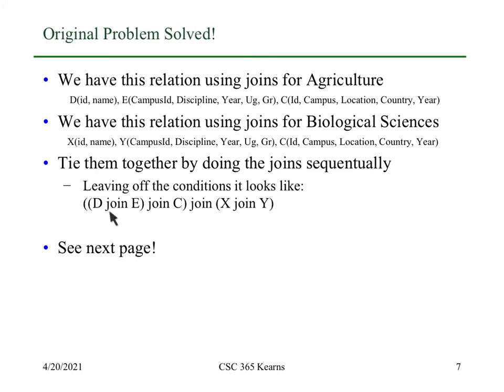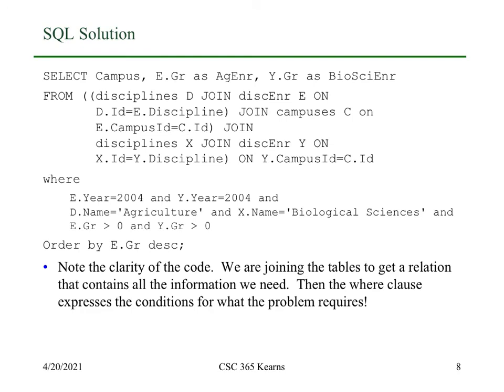This is what we did in solving the agricultural problem, and now we're going to do the first step of solving the biological sciences problem with X and Y, and then we're going to take those two things and join them together on campus, with the campus table. So let's look at the next page and see what that looks like. Here's the final answer, and I suggest you really spend some time looking at this and seeing why it all works.